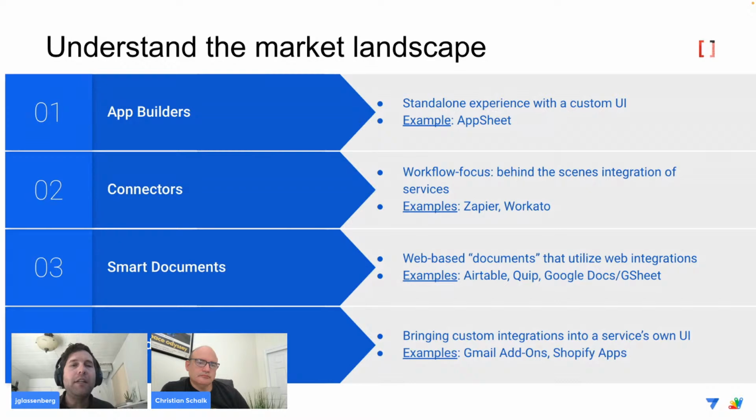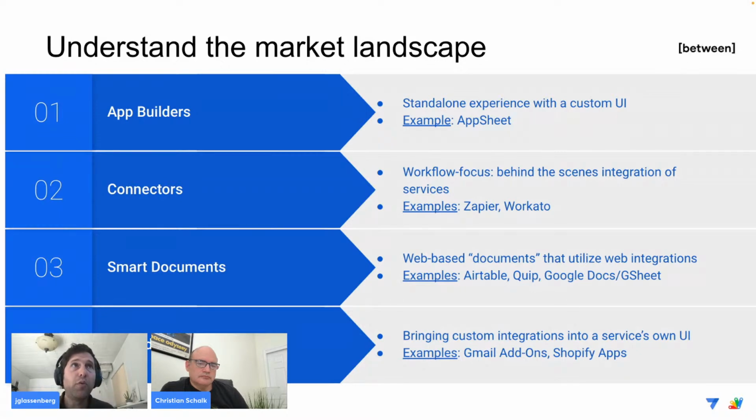Then we have the IFTTTs, the Zapiers, the Workatos of the world, these connector tools that are basically about making a bunch of APIs on the web work well together and connecting them with either less code or no code. So we count these connector-focused products as one kind of feature area of low code, no code.